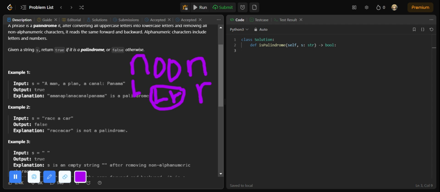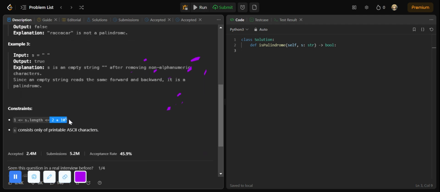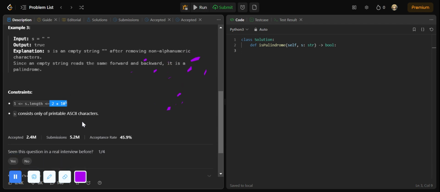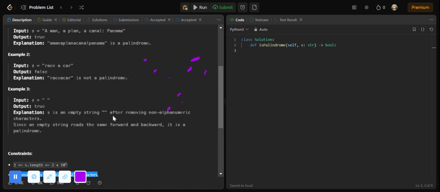So the time complexity, if you use two colliding pointers, would be O(n), because in the worst case the pointers together just move to the end in either direction. Let's see if the constraint would make this solution possible. The constraint is up to 2 times 10 to the power of 5, so our O(n) solution would pass. And all the characters are known to be printable ASCII characters.